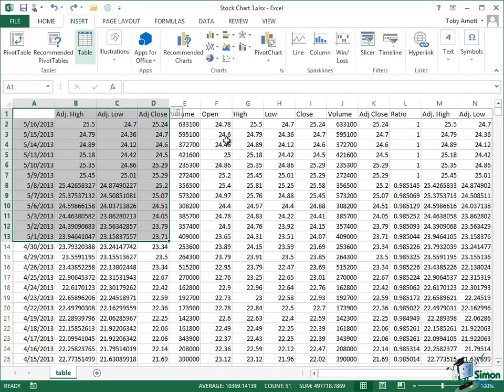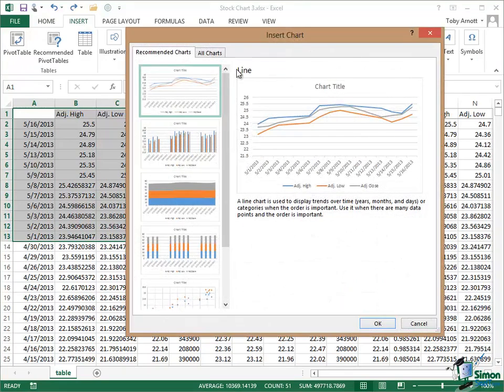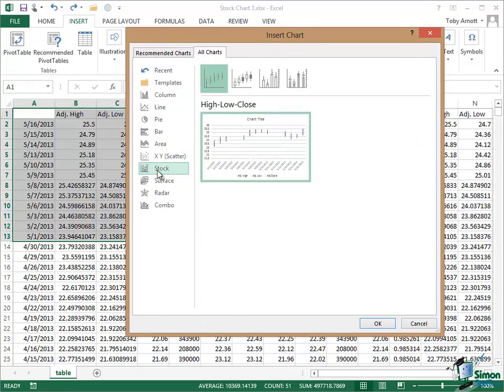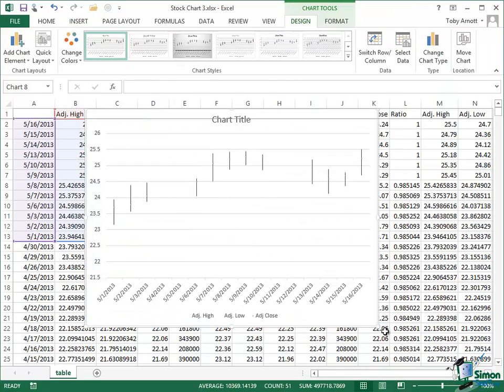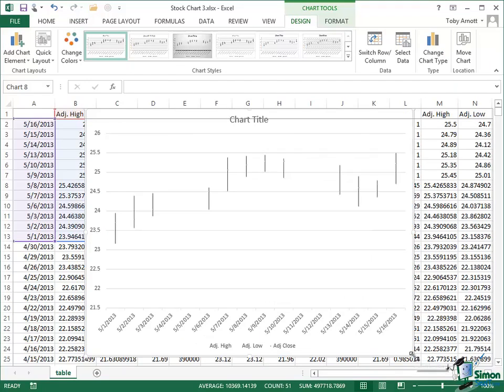and then I'm going to insert stock high-low close. That's the one I want. Click on OK, and I've now got a high-low close chart. Now for you to be looking at this, you're going to find it very difficult to read this on your screen, given that I've recorded it on mine and I can barely read it. But basically it should give you the general idea.